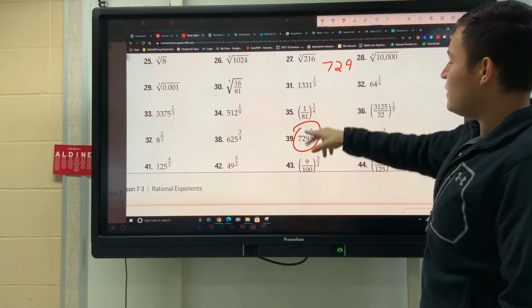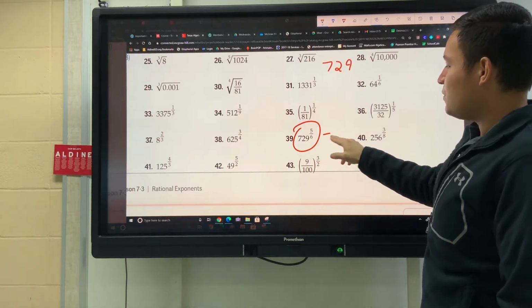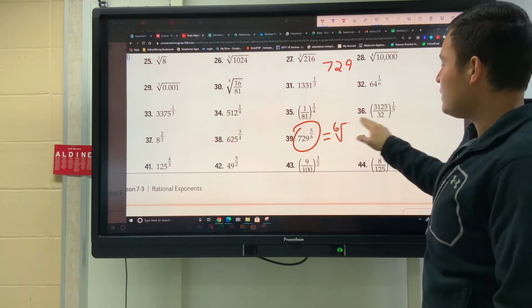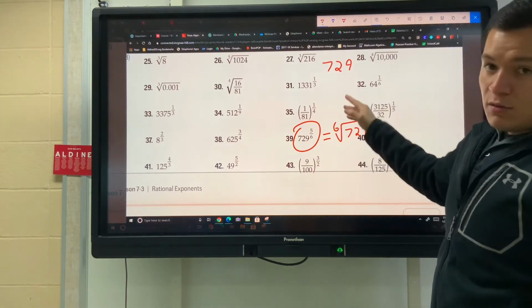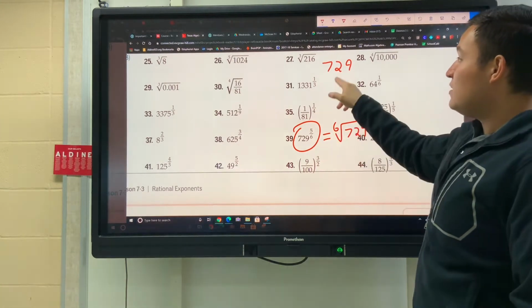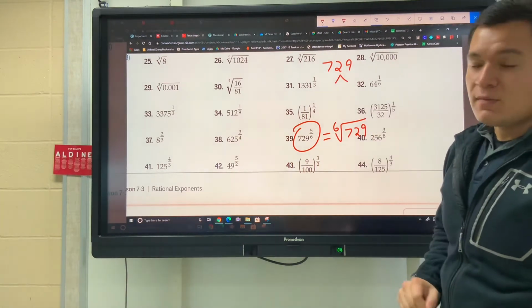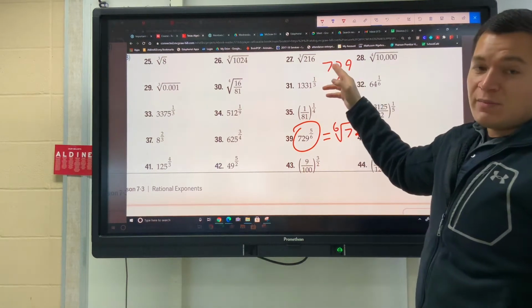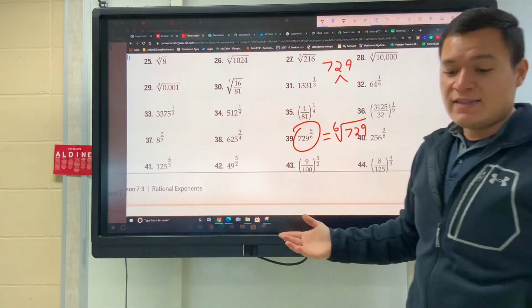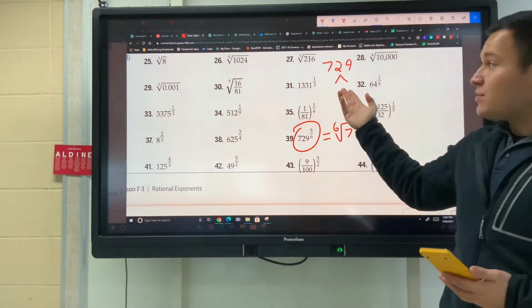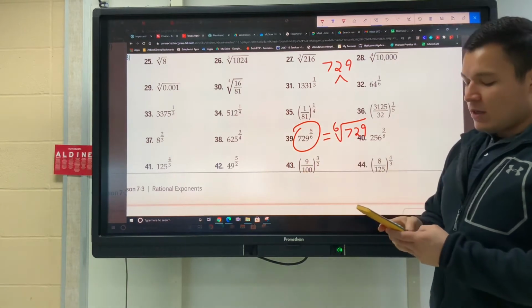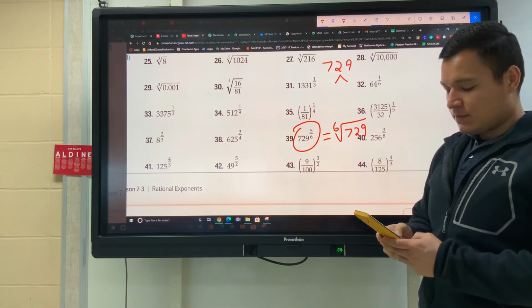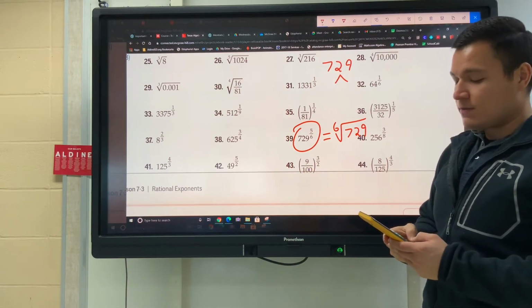729 to the 5/6 power means we're going to have a 6th root and a power of 5. But in order to solve this, we're going to need to break down the 729. Since this number is odd, that means it's not going to be divisible by anything that's even. Using a calculator, I'm just going to have to break this number down and find some sort of odd number that fits. I'm going to do 729 divided by 7.